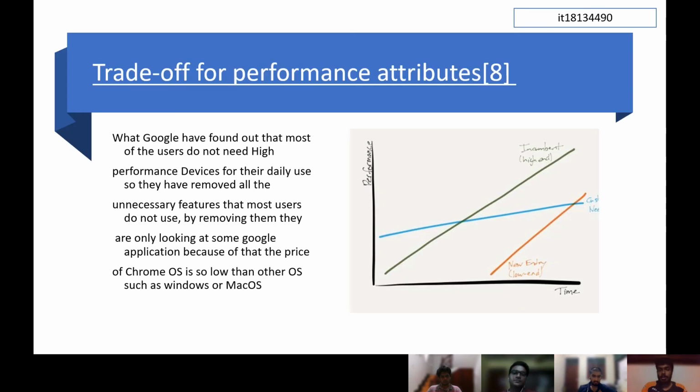Now, trade-off for the performance attribute. Google found out that most users do not need high-performance devices for their daily use. So what they have done is remove all the unnecessary features that most users do not need. By removing them, the OS is much cheaper, and because of that, Chrome OS is much less costly than Windows or Mac OS.